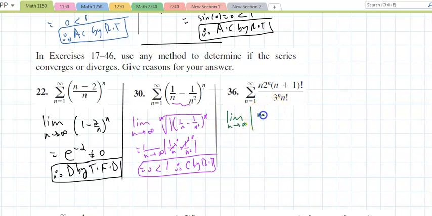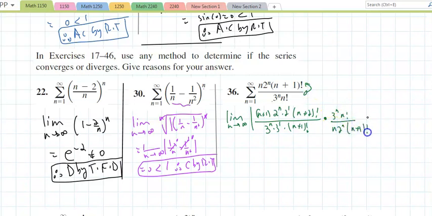A sub n plus 1. I'm going to write this as 2 to the n times 2 to the 1 times n plus 1 plus 1, that's n plus 2 factorial. 3 to the n plus 1 is 3 to the n times 3 to the 1, n plus 1 factorial. Instead of dividing, I'm going to multiply by the reciprocal automatically. That saves me a step.